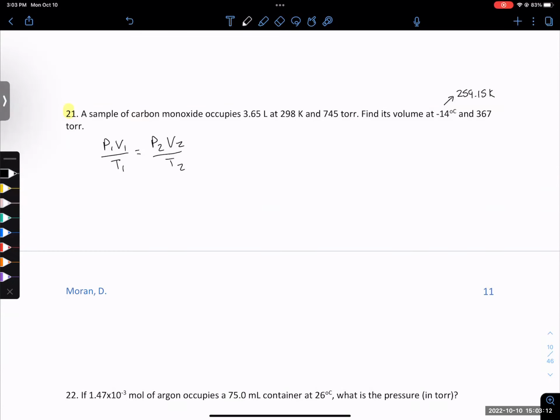Now it's asking to solve for the volume. So we're solving for V2, right? If we rearrange this to solve for V2, we get P1 V1 T2 over T1 P2 equals V2. Okay. From there, we plug everything we have in. Hey, we don't have to go from torr to atmospheric pressure, right? No, you don't have to because it's gonna cancel out. As long as your units cancel out, you're gonna be okay.